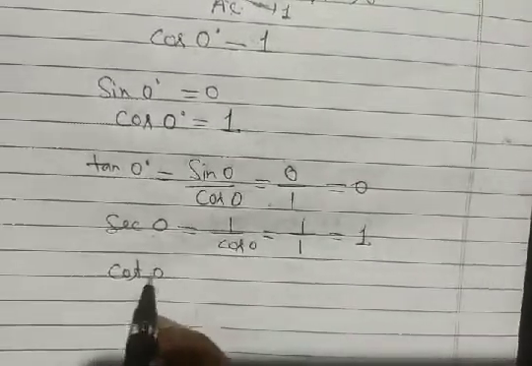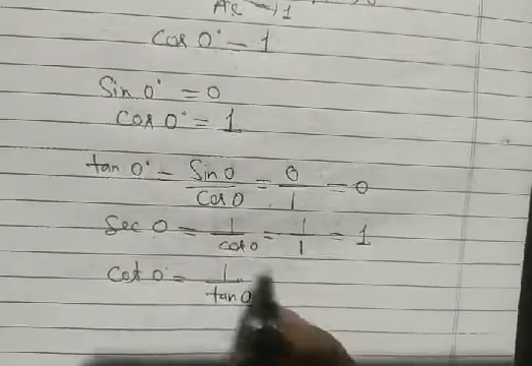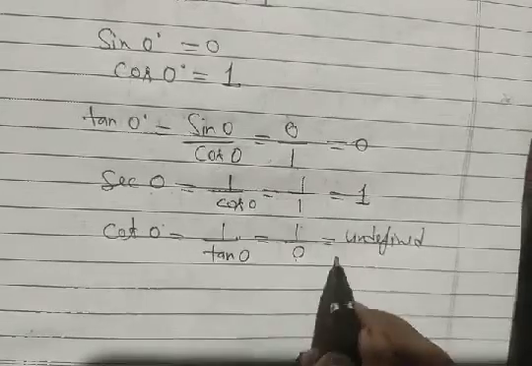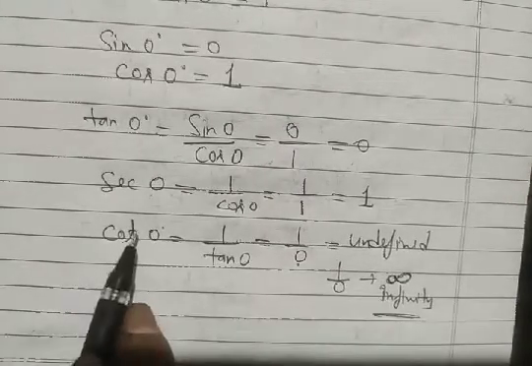What happened to cot 0? Cot 0 is 1 upon tan 0, and the value of tan 0 is 0. So 1 by 0. When we divide by 0, it's an undefined term. We cannot say what we get. Undefined, and this undefined term 1 by 0 is also termed as infinity. This is the sign of infinity. We get the value of cot 0 is not defined here.